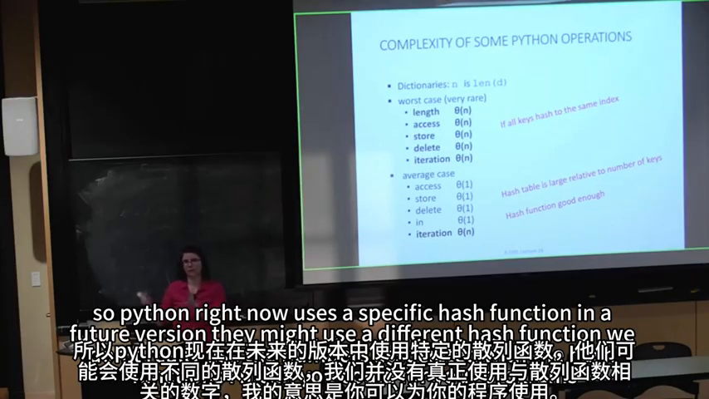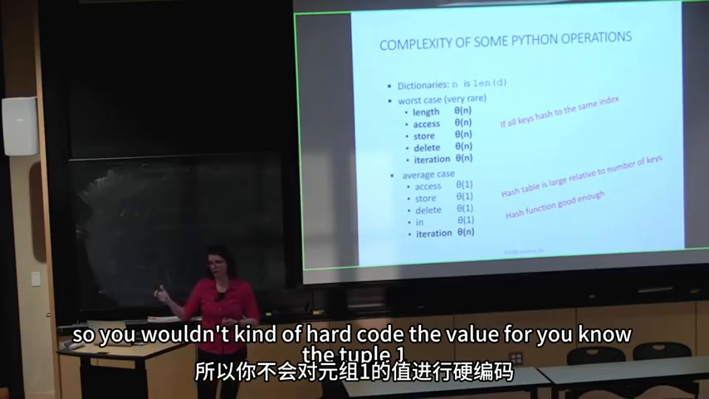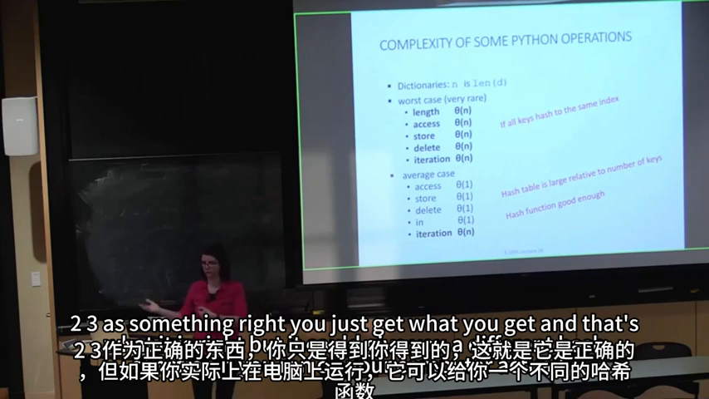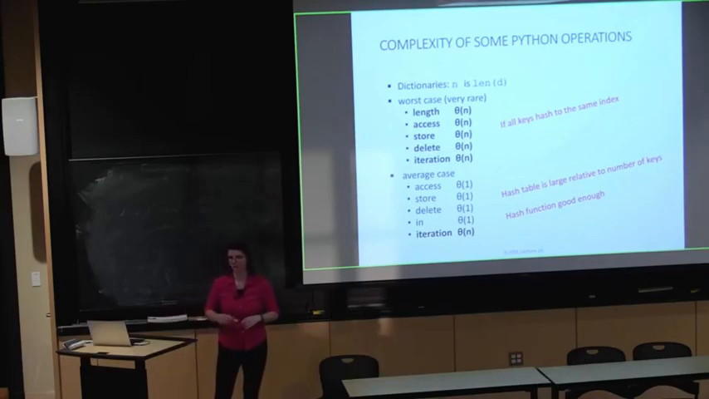We don't really use the numbers associated with the hash functions. I mean, you could for your programs, but it would be relative to whatever value you get, right? So you wouldn't hard code the value for the tuple 1, 2, 3 as something. You just get what you get, and that's what it is. But it could give you a different hash function. If you ran it on your computer, you might get a different hash value than mine.